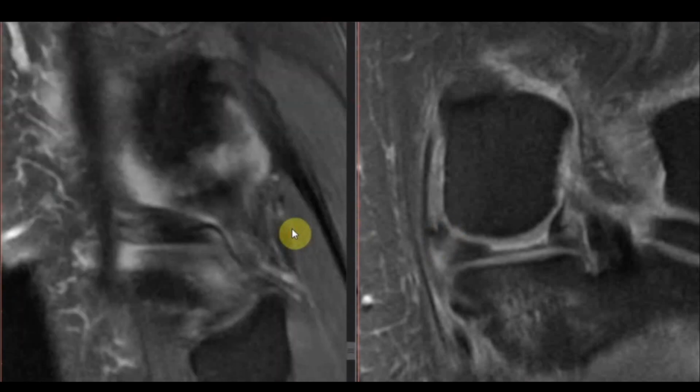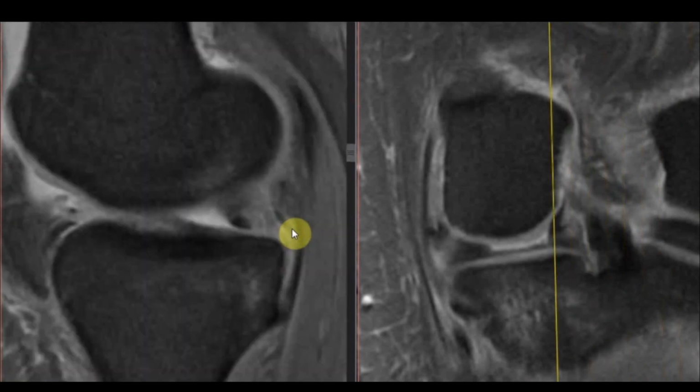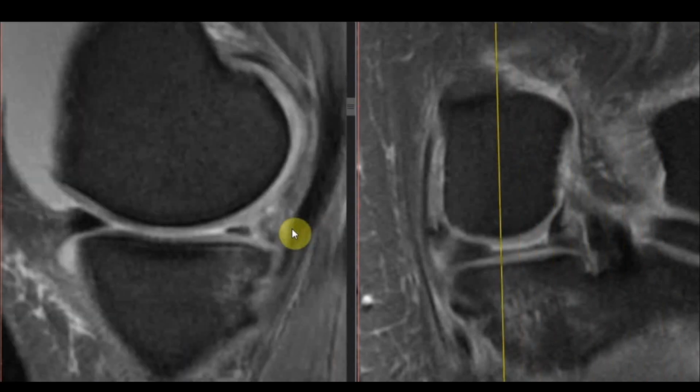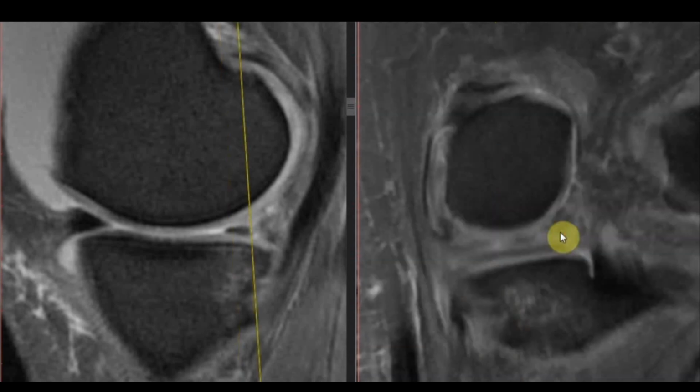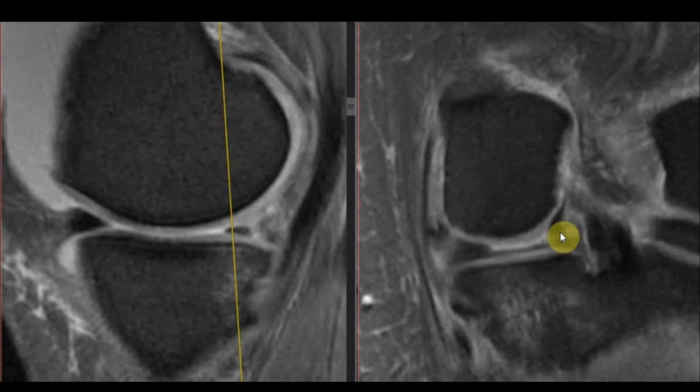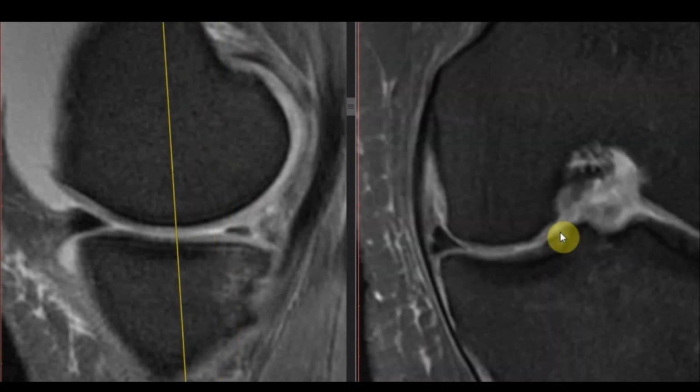Let's see that in sagittal plane. Generally the posterior horn of medial meniscus is larger than the anterior horn, but here the meniscal tissue is very less. Why is it very less? Because it has torn and it has displaced into the meniscofemoral recess and in the intercondylar notch, but they are still attached with the menisci. So this is a flap tear involving the posterior horn of medial meniscus.